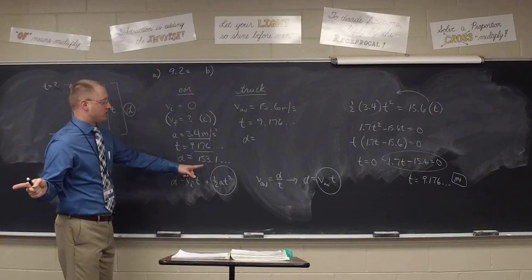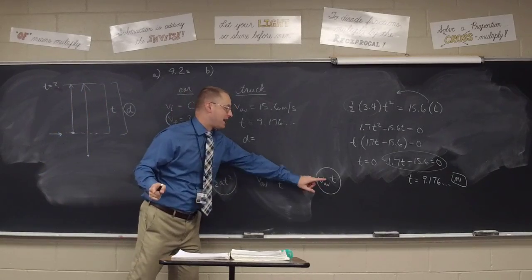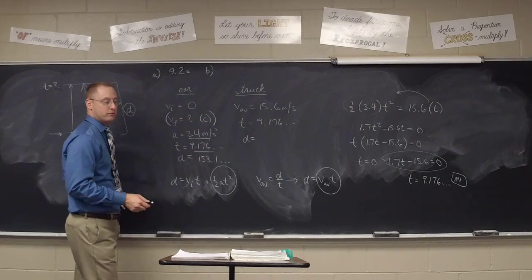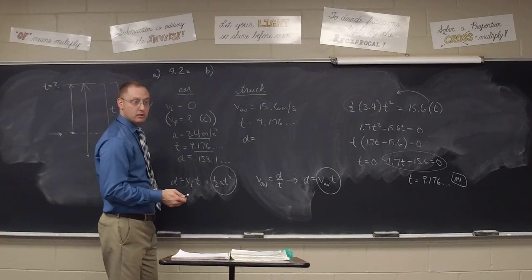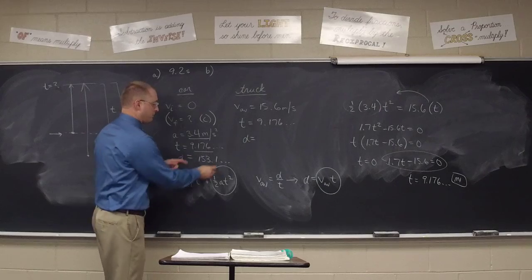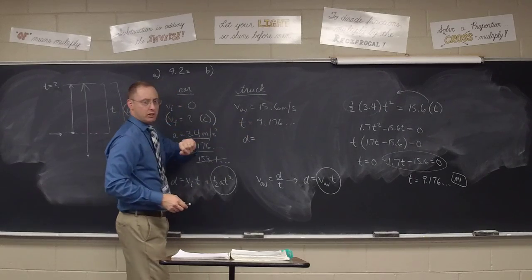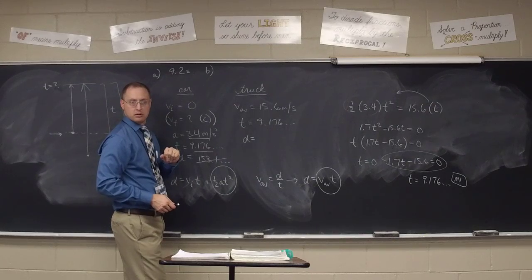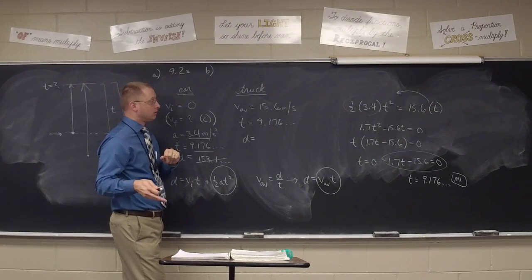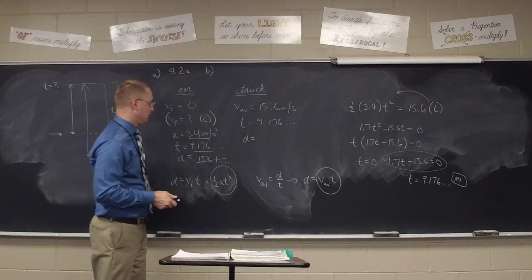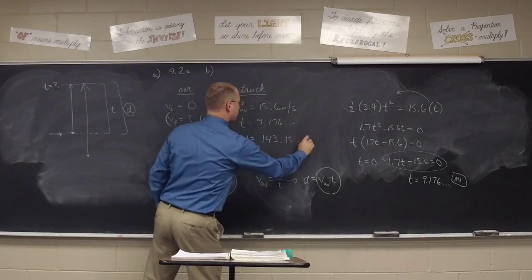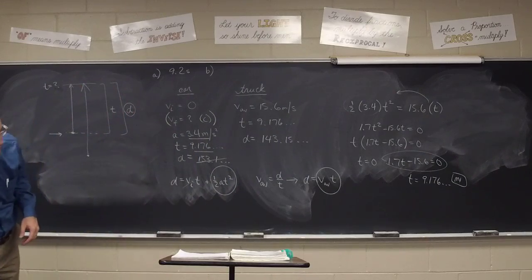Okay, now let's do the same for Michael, except for Michael, his equation was average velocity times time. Take the 15.6 times the memory value. You got a different number? What do you get for 15.6 times the memory? 143. 143.15, blah, blah, blah. Let's go back over here.